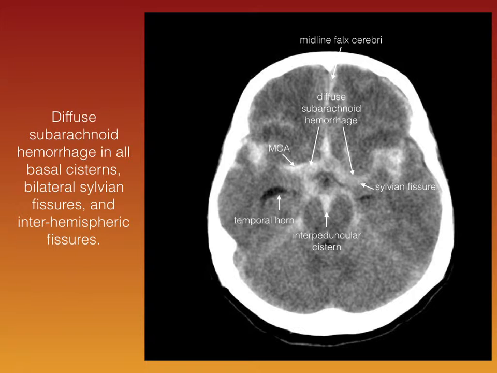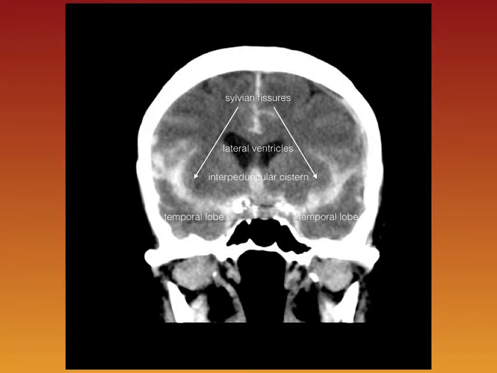He was taken to CT, where they found that he had a diffuse subarachnoid hemorrhage in all basal cisterns, bilateral sylvian fissures, and interhemispheric fissures. This was caused by an aneurysm rupture in the middle cerebral artery. And here in this picture, you can see the hyperechoic areas. That's the blood filling the subarachnoid space. Here's a coronal view showing the same thing, that blood filling the subarachnoid space.